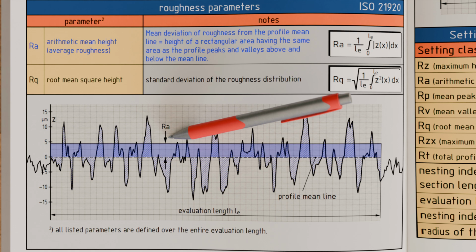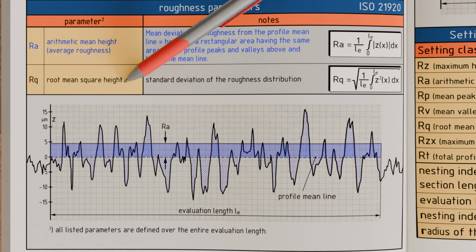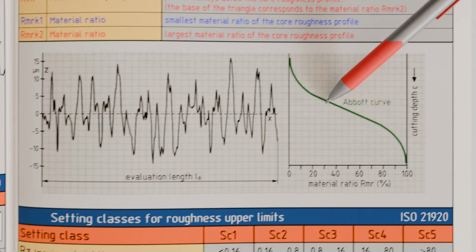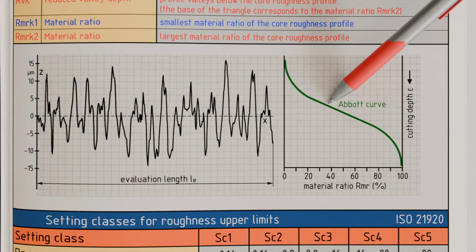Compared to the less informative RA value, the root mean square height RQ gives significantly more weight to individual outliers due to the squaring of the roughness values. This parameter represents the standard deviation of the surface roughness profile and is thus particularly well suited for statistical evaluations of surface texture. Let us now turn to the parameters that describe the material ratio of the surface roughness.